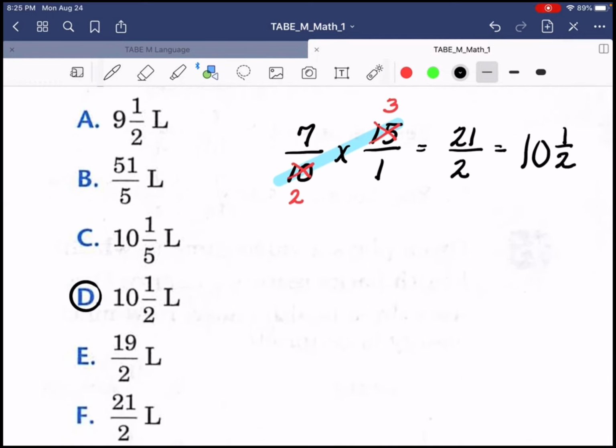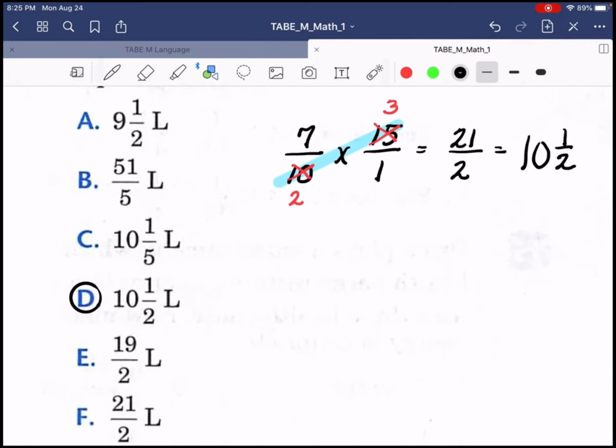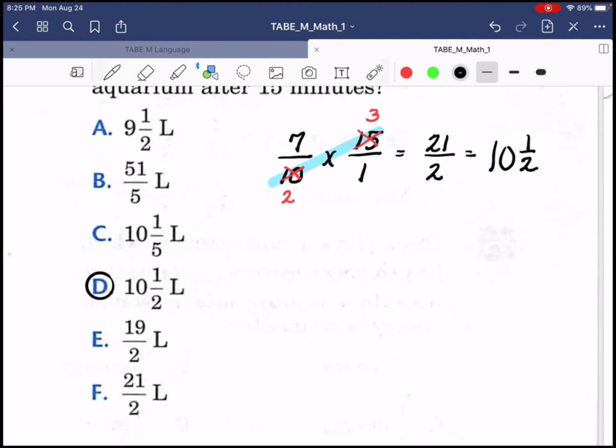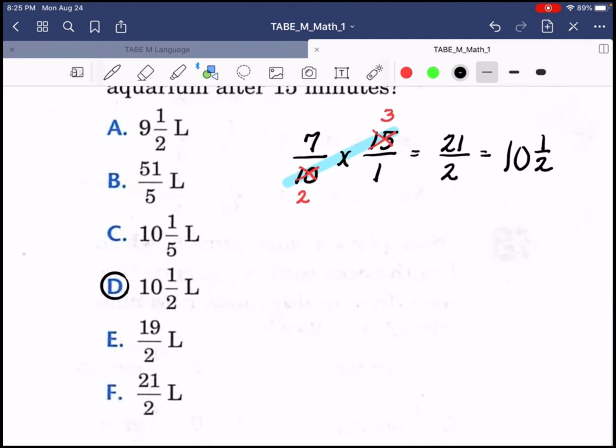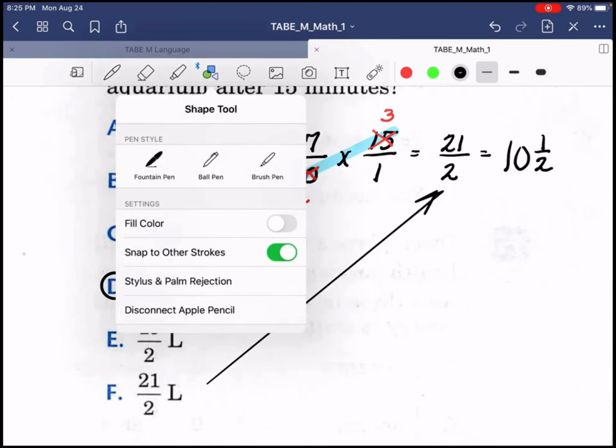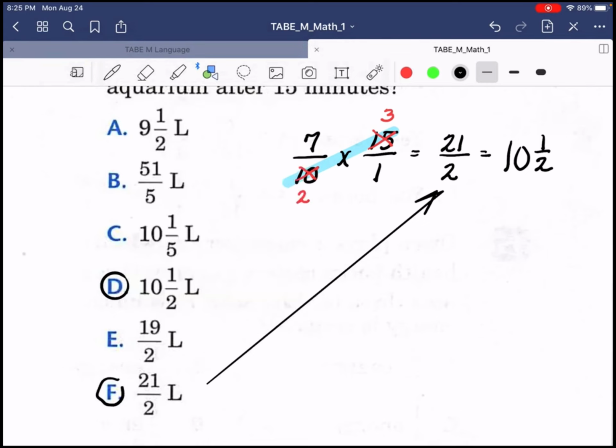But remember, we were asked to find 2 of them. And F looks good as well. 21 halves is the same as 10 and a half. 21 halves is an improper fraction. 10 and a half is a mixed number, but they are equivalent. So we will use both of those to answer number 8.